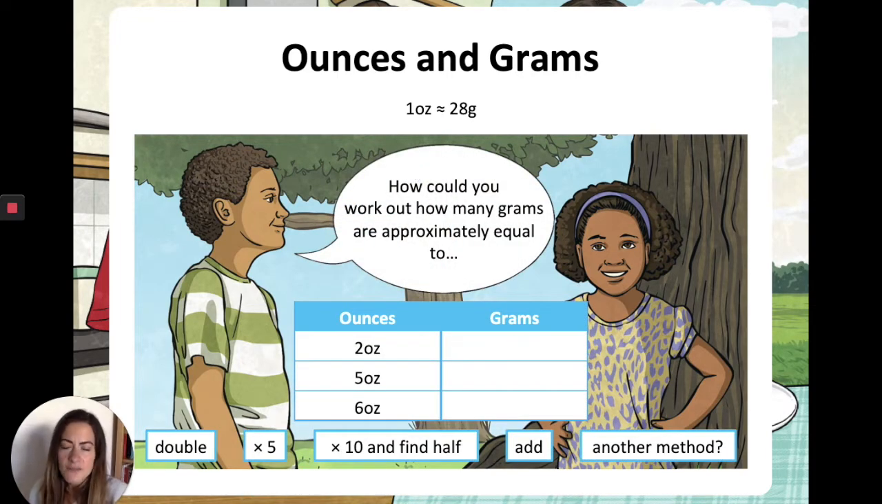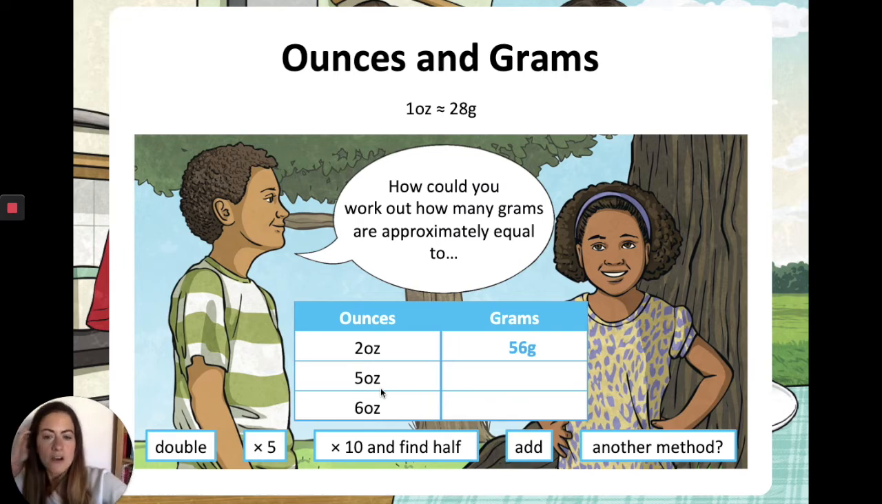So, if you remember in yesterday's lesson, we talked about using what we know to work out what we don't know. And there's lots of different ways we can do that, and some of them are written down here. So if we know that 1 ounce is roughly equal to 28 grams, how can we use that to answer these conversions? For example, if 1 ounce is 28 grams, how can I work out 2 ounces? Do you know? I think I can double it because I know that double 1 is 2. So therefore, to find out the grams, I can double that as well. And double 28 is 56. Easy peasy.